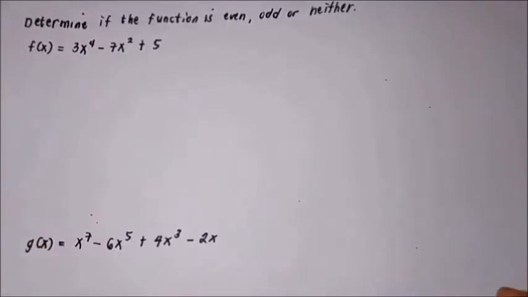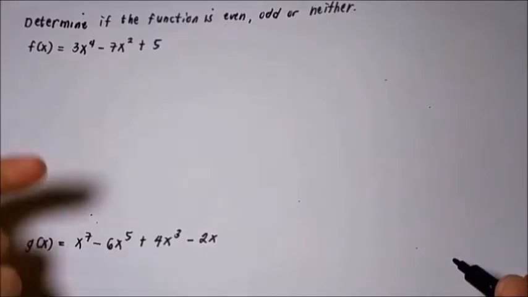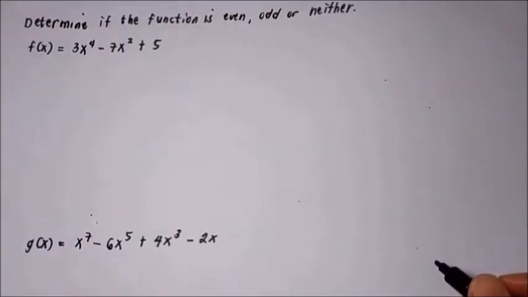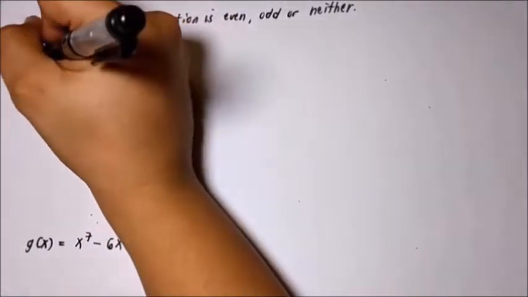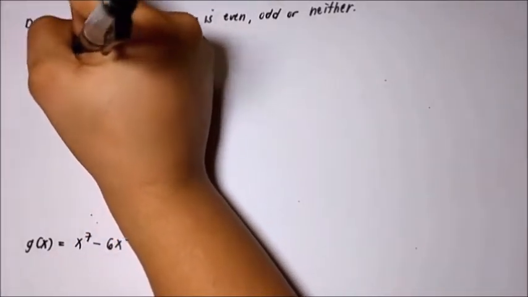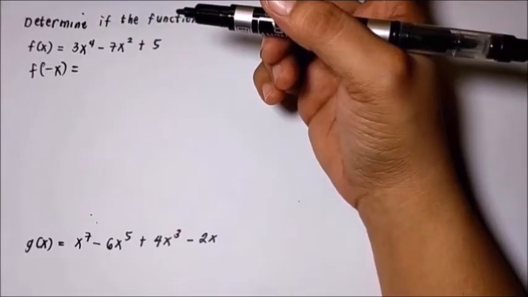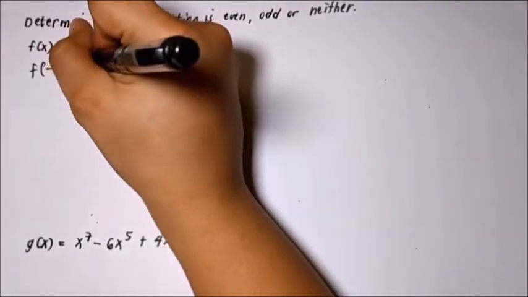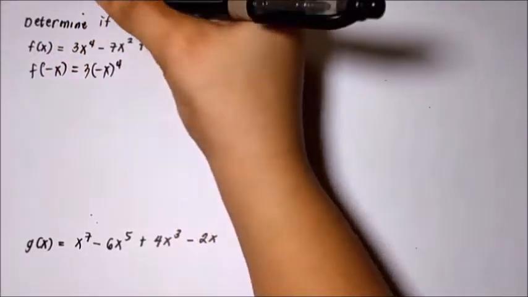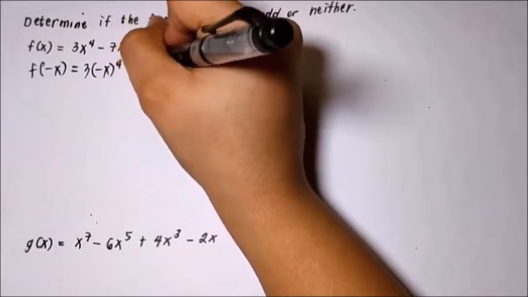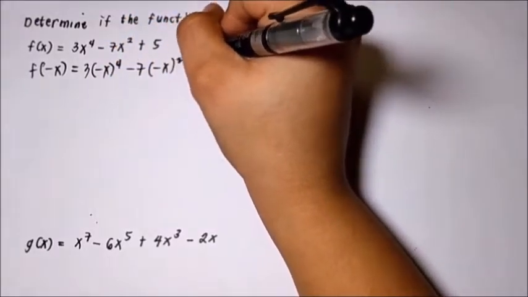If we're going to talk about functions, we could also determine if the given function is even, odd, or neither. So let's have the first one. f of x equals 3x raised to 4 negative 7x squared plus 5. So we have to determine if it is even, odd, or neither. So we will now be evaluating f of negative x. So we will be using negative x for all the values of x. So we have 3, negative x raised to 4, minus 7, negative x squared plus 5.